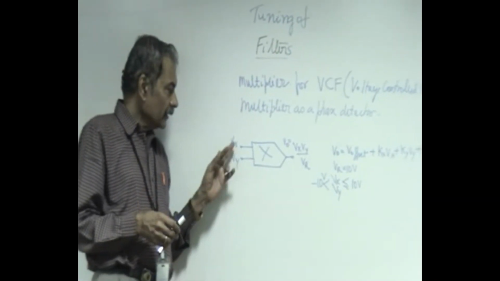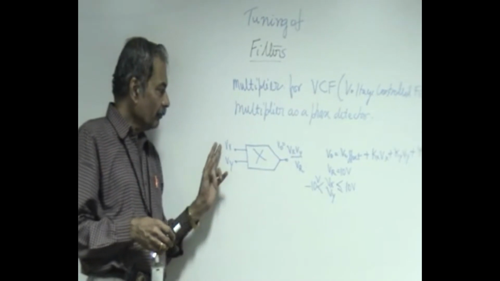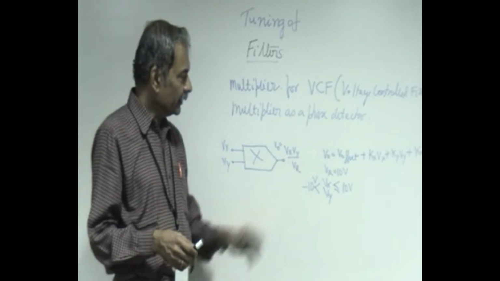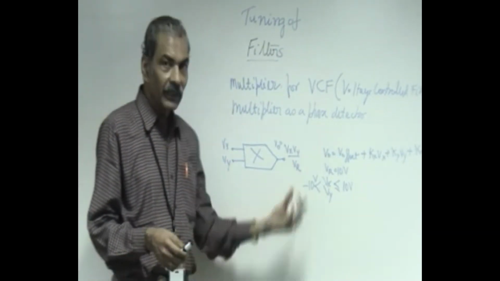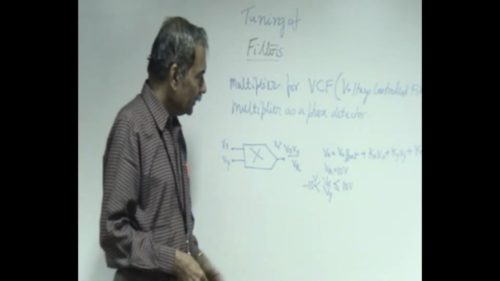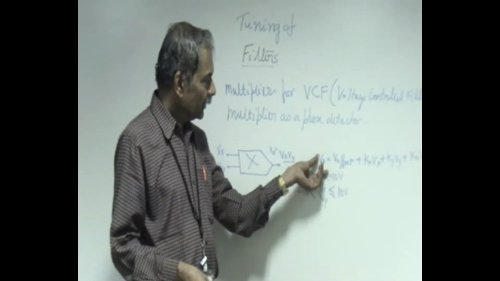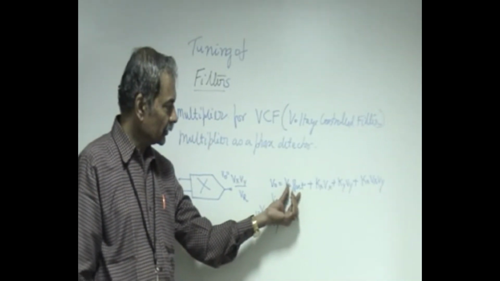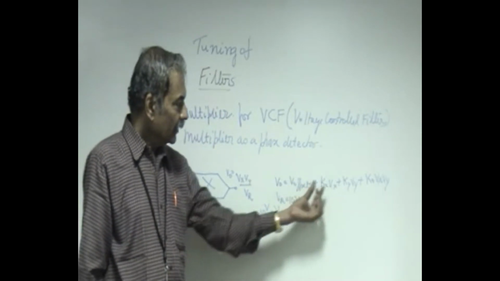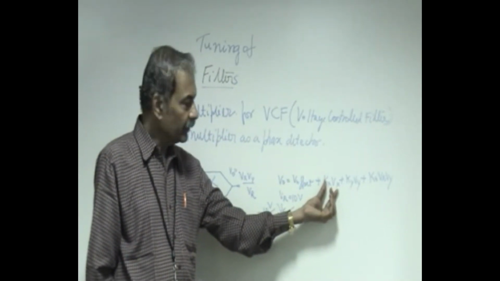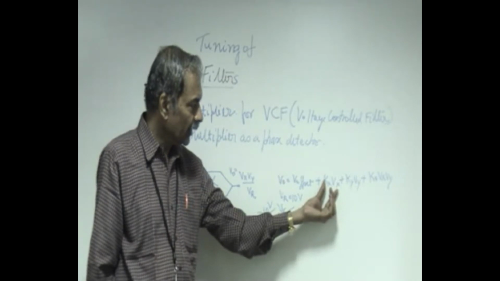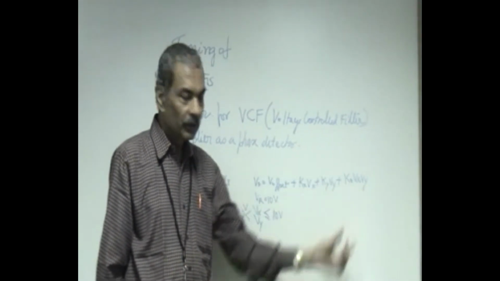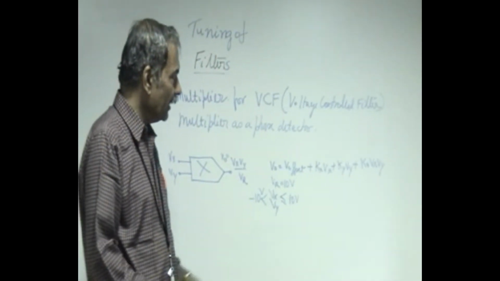A multiplier gives you an output which is the product of the two inputs Vx and Vy, divided by a reference voltage Vr. A standard multiplier has Vr as 10 volts. An actual multiplier has certain non-idealities. There is a part which is independent of the two inputs, called the offset voltage, and then a part which is proportional to one of the inputs, called the feed-through component due to X and the feed-through component due to Y. Then the wanted output is K naught times Vx times Vy, where K naught is 1 over Vr.